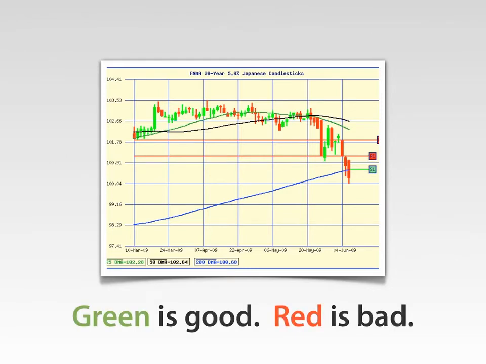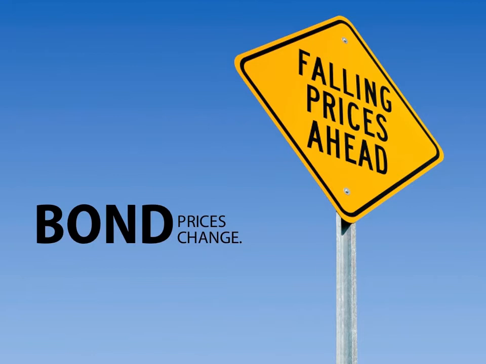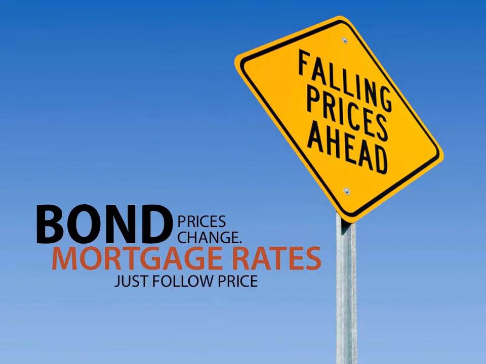But we'll make it simple for you. Green is good and red is bad. Anytime you see green on this chart, it's good. It means bond prices are going up and rates are coming down. Anytime you see red, that's bad. It means bond prices are dropping and interest rates are going up. The point here is that bond prices change. Mortgage rates just follow those prices.